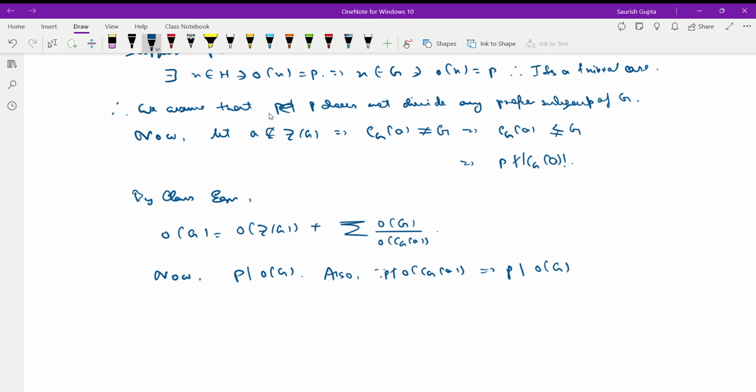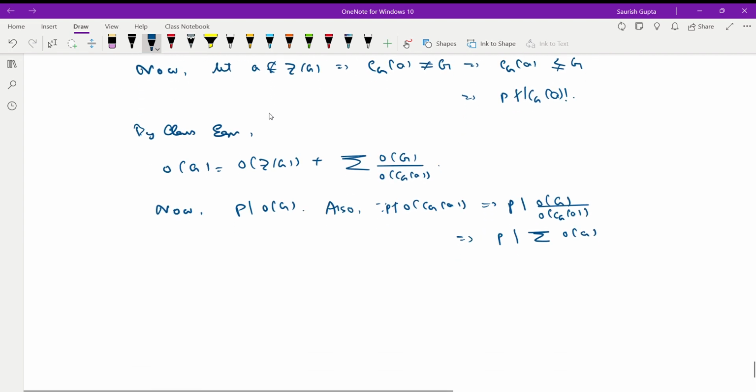In every summand this happens. Clear? So in other words, P divides the summation over the order of G upon the order of the centralizer of A in G. I'm very sorry, this is what I wanted to say. So it happens for every summand. But then this implies that P divides the order of the center of G as well.